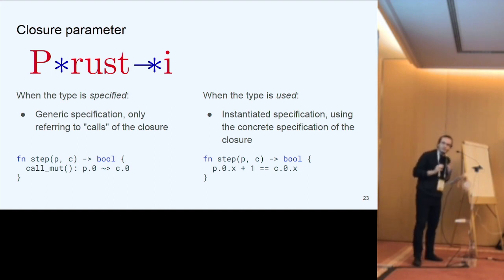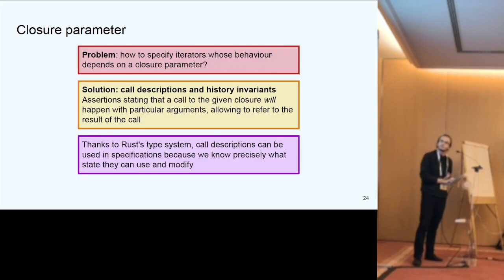And what is important is that this step should be done by the tool, or in other words, our specifications should allow the tool to perform this instantiation automatically rather than have the user write new specifications for each iterator chain. Yeah, so just to summarize, for this part of the problem, we used call descriptions and history invariants.